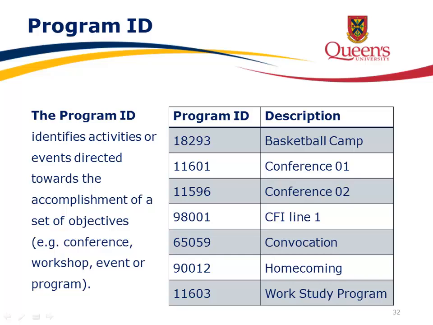The program ID identifies activities or events directed towards the accomplishment of a set of objectives. Program IDs could be used to track a conference, workshop, event, or program. For example, to track all financial activity associated with a specific conference, which we will call Conference 1, you could do so by including Program ID 11601 in the ChartFields string.